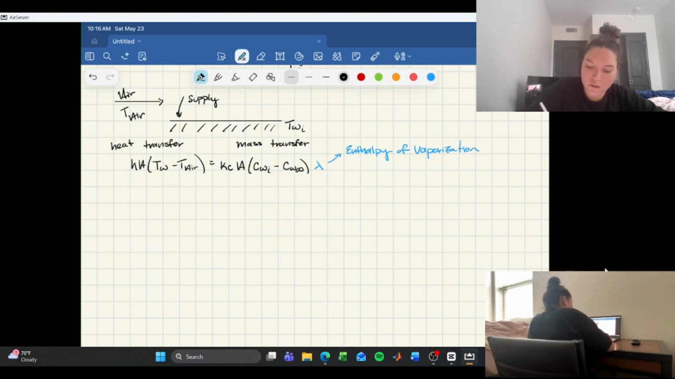And then this is just the energy required to get the liquid into a vapor.